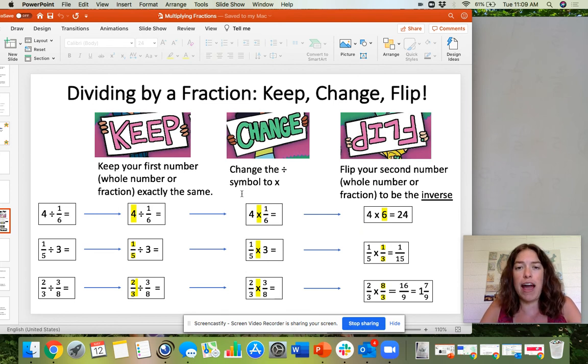If you want to try your keep, change, flip, keeping that first number the same, changing the symbol from division to multiplication, and then flipping your second number, whether it's a whole number or a fraction, to be an inverse, go ahead. You only have 4 problems today, really looking to see lots of phenomenal scores.